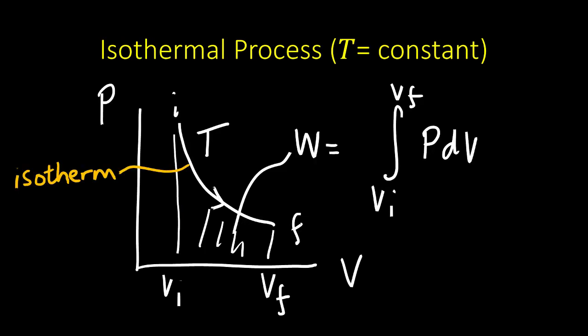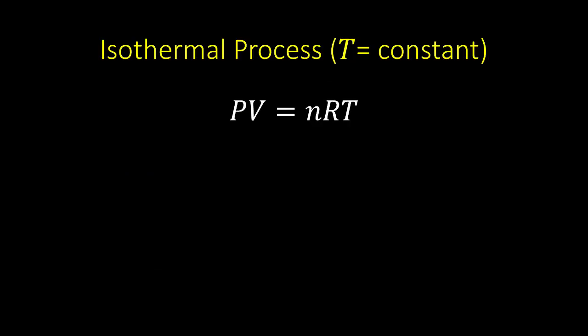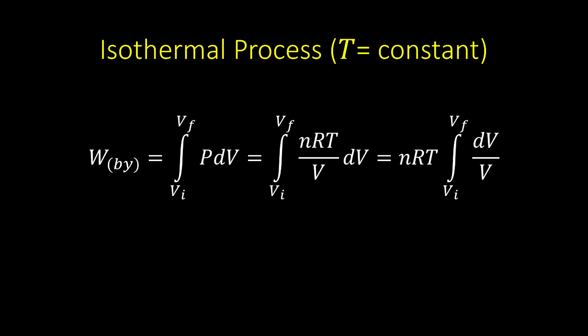Third, an isothermal process has constant temperature. Its curve on a PV diagram is a hyperbola and is called an isotherm. To find the work done, we integrate W equals the integral of P dV from Vi to Vf. From the ideal gas law, PV equals nRT, and we get P equals nRT divided by V. Substitute this for P in the integral, so we have the integral from Vi to Vf of nRT divided by V dV. n, R, and T are all constants, so they are moved outside the integral sign, and the integral becomes nRT times the integral from Vi to Vf of dV divided by V.